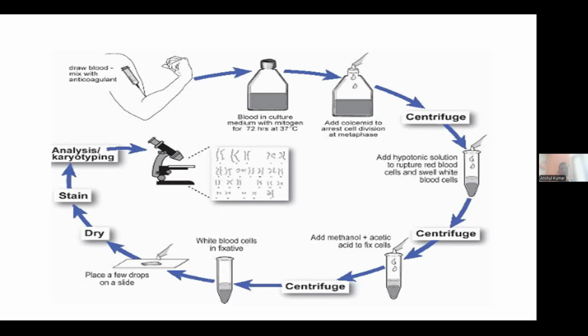Further centrifugation is done, and methanol and acetic acid are added to fix the cells, so that they are fixed. Then the white blood cells are in fixative. Then place a few drops on a slide, dry, stain, and analyze the karyotype. So these are some of the important basic steps, and you can see here under the microscope the different pairs of chromosomes, their structure and number, which we can easily identify.